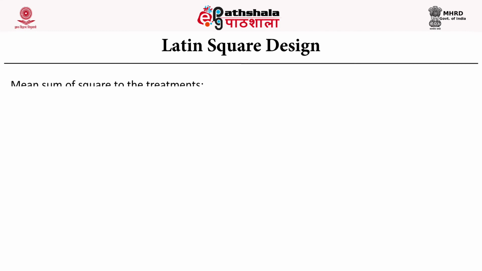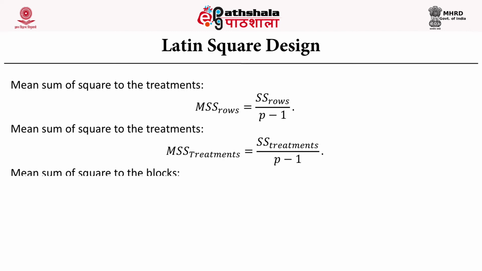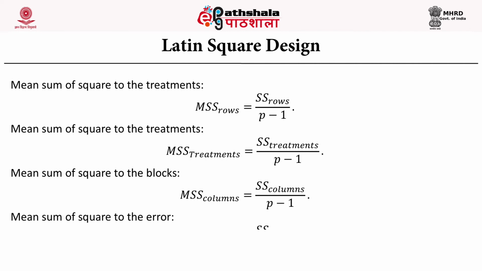So the mean sum of square of row is equal to the sum of square of row divided by p minus 1. The mean sum of square of treatment is equal to the sum of square of treatment divided by p minus 1. The mean sum of square of the column (block) is equal to the sum of square of column divided by p minus 1. And the mean sum of square of error is the sum of square of error divided by (p minus 1) into (p minus 2).